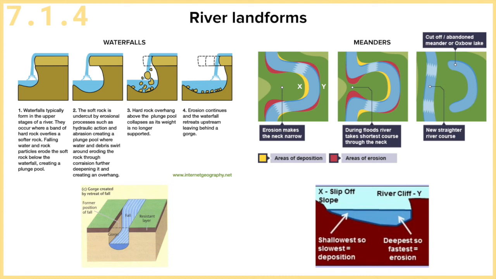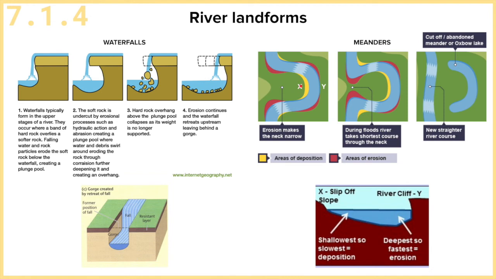The second one we're going to look at is meanders, and these occur closer to the mouth of the river, near the end. A meander is a turn in the river, and there are lots of examples of this. One of the best known ones in our local area would be Durham. The cathedral and the castle are on top of the middle of a meander, so they're basically where this X is here.